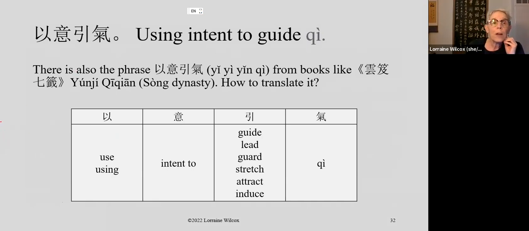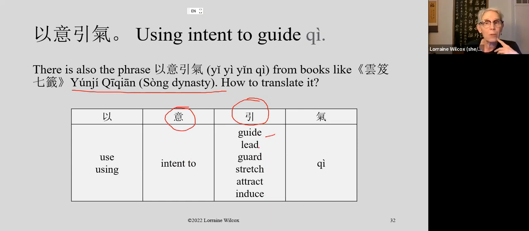There's a phrase that is used in more than one place, but it apparently is in a book from the Song Dynasty. It's a little hard to translate, so instead of translating it, I gave you some choices. Use intent, or however we want to translate this word, to guide chi, to lead chi, to guard chi, to stretch chi, to attract chi, to induce chi. This word has so many meanings also. But we can use intent to at least guide chi. Maybe that would be the easiest way to translate it, but I'm not sure it's the whole story.